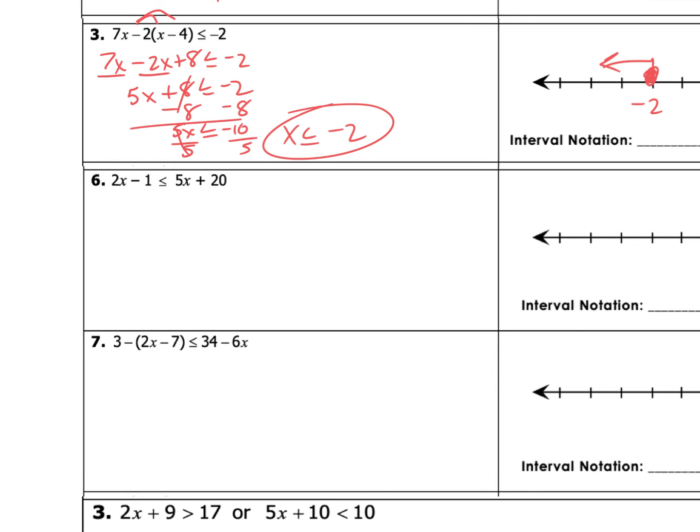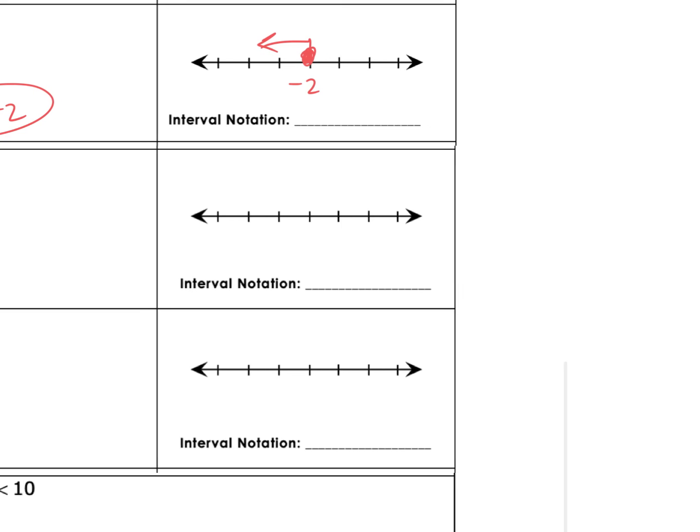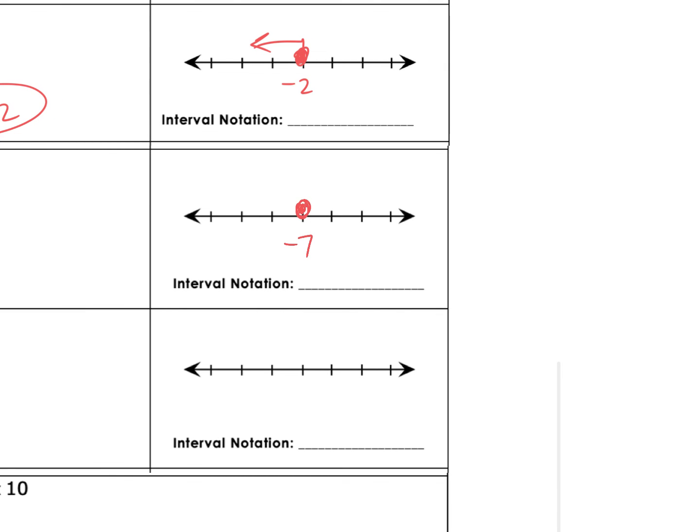All right, number 6, variables on both sides. No parentheses, no combining like terms, but I do need to move the variable. In order to isolate the variable, don't you have to have it on one side? Yeah. All right, now I'm going to add 1. Negative 3x is less than or equal to 21. Divide by negative 3. And x is greater than or equal to negative 7. Don't forget to flip the sign. So, negative 7, closed dot, to the right.